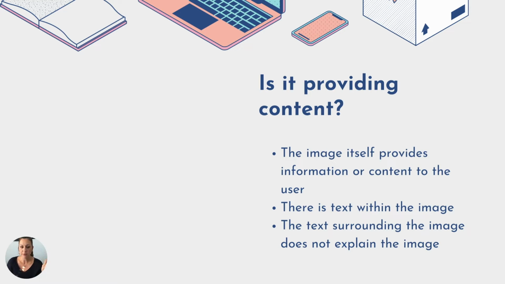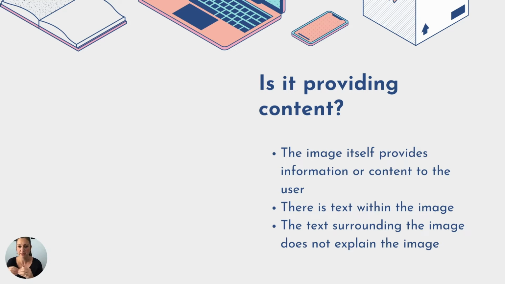So is the image itself providing information or content to the user? Is there text within the image? Is the text surrounding the image not explaining what the image is? If you're answering yes to any of these bullets, you need to provide alternative text with the image, because otherwise that image and that information within that image is not being conveyed to someone using a screen reader. Okay.